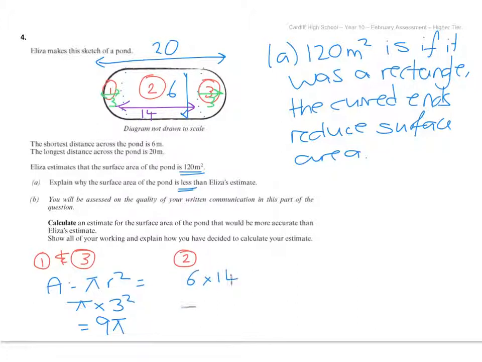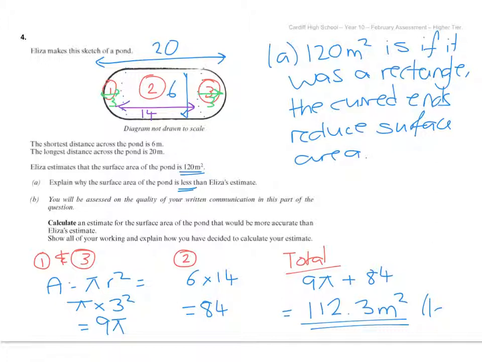times 14, so 84, and then finally the total is going to be all of that added together, so 9 pi plus 84, and that gives us 112.3 meters squared. I've given that to 1 decimal place.